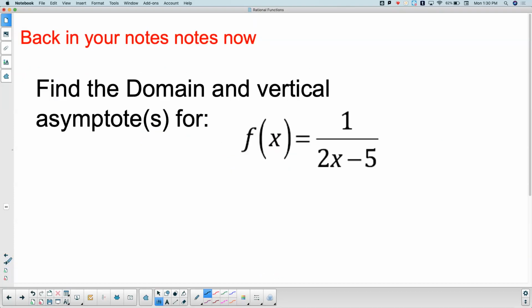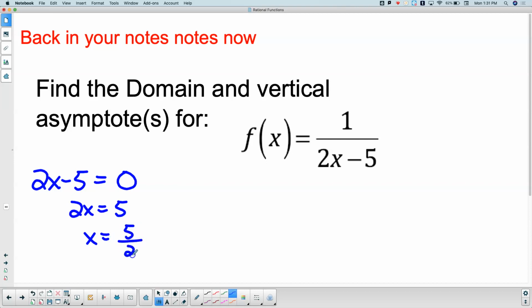So, find the domain and the vertical asymptotes for this particular function. Well, here is my function, f of x equals 1 over 2x minus 5. To find the domain, I set the denominator, which is 2x minus 5, equal to 0. Solve that. I would first add 5, giving me 2x equals 5. I would then divide by 2, giving me x equals 5 halves.